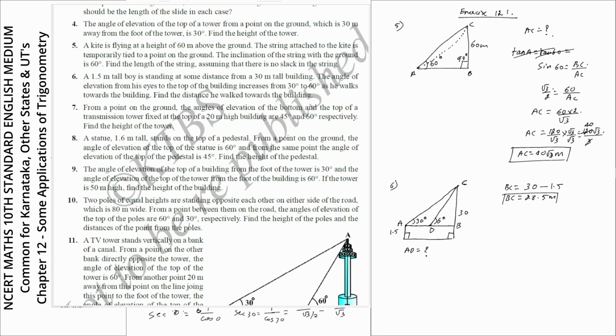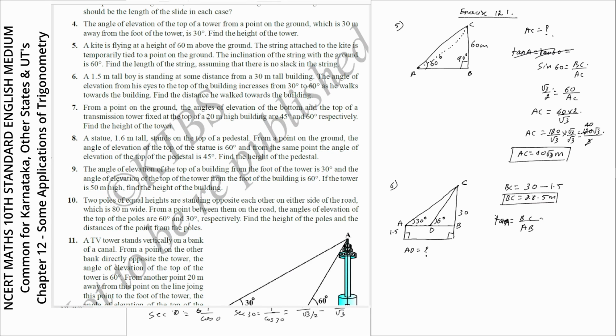28.5 is the length of BC. Okay. Now with respect to angle A, what is tan A? Tan A is opposite by adjacent, that is BC by AB.